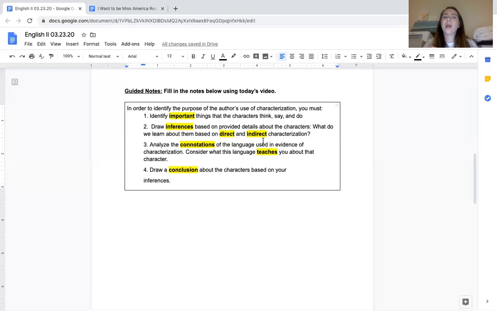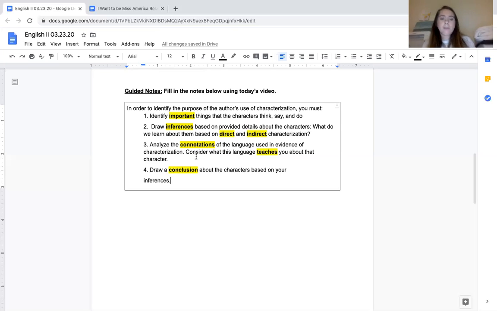So that's indirect characterization, when the author doesn't just come right out and say it. He or she sort of puts it into the story, and then we as readers have to make educated guesses based on what we read. If the author had come right out and said, hey, this Justyce kid, he's a nice guy, that would have been direct characterization. All right, after we've made our inferences, we have to look at the actual words that the author is using to describe the character and analyze their connotations.